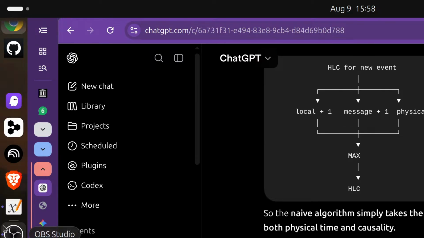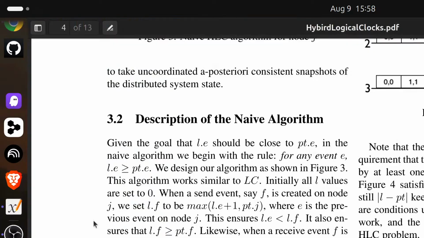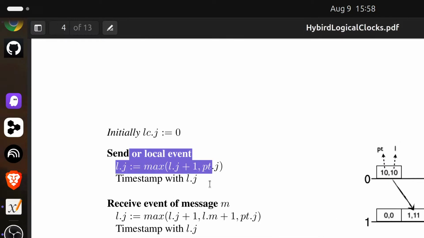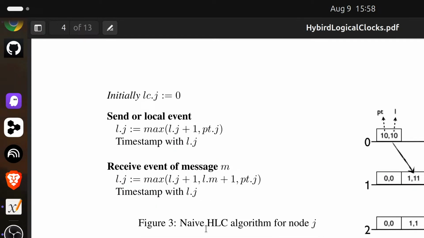Right, this is the naive algorithm here. You can see here also: send event, receive event, and local event.